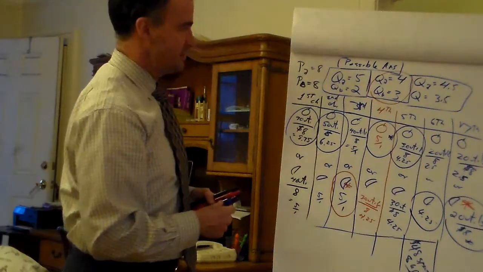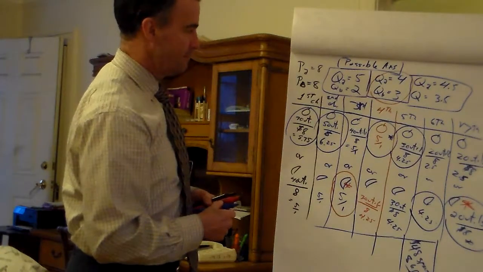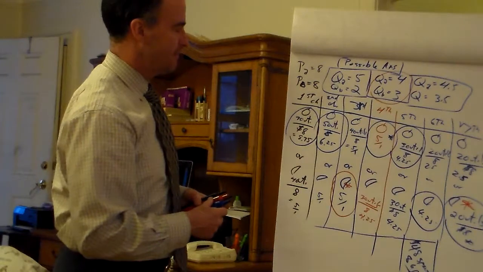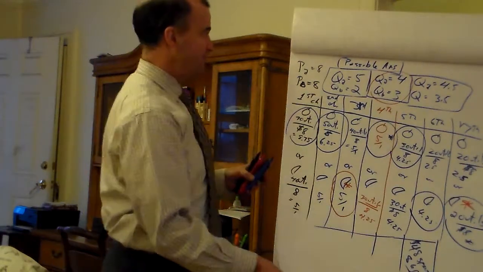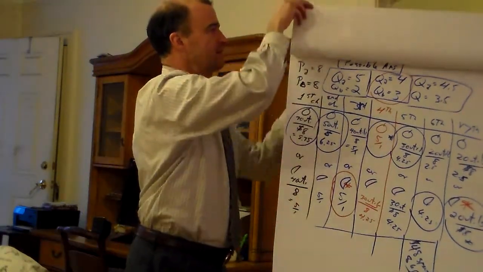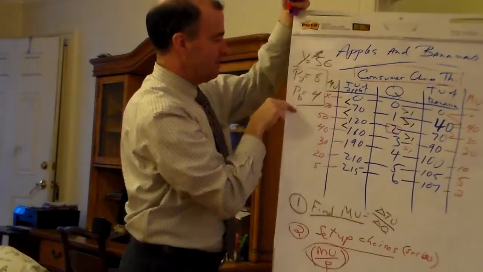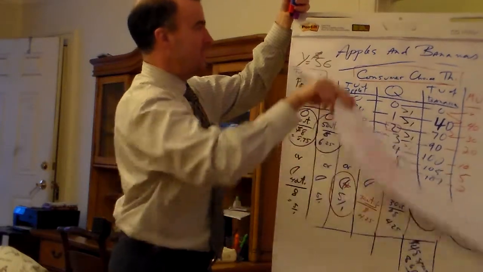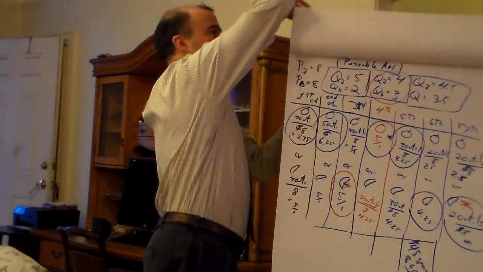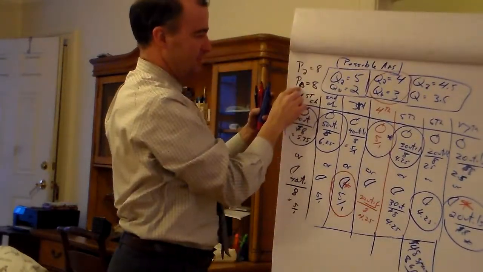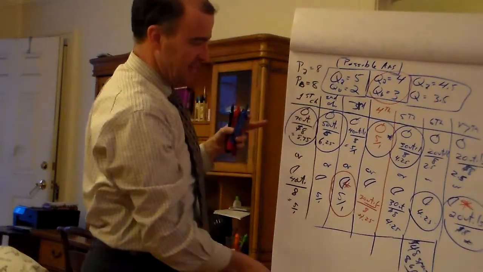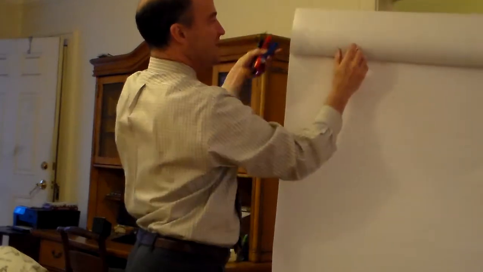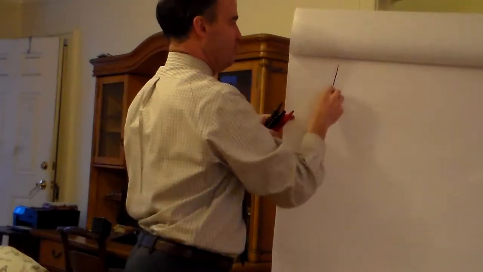Okay, let's see what happened. We had, first of all, way back when, $56 income, price of apples $8, price of bananas $4. But then in this last sequence, what did we do? We changed the price of bananas to 8. That gives us the means to draw a demand curve for bananas.